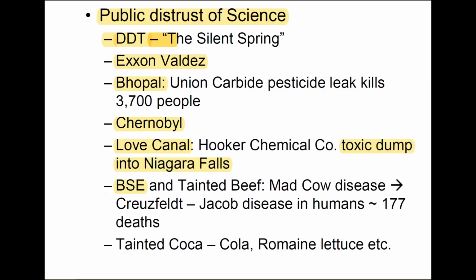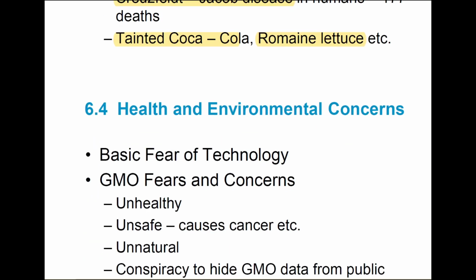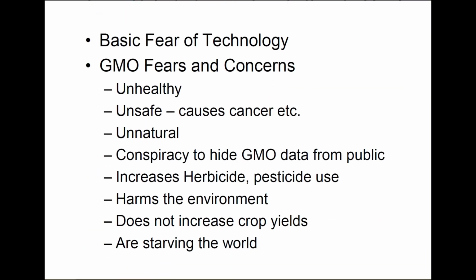BSE, this is mad cow. Tainted beef, mad cow disease, Creutzfeldt-Jakob in humans, 177 deaths. So humans that eat this beef can end up with these infectious prions. Remember prions? In last week's section. Tainted Coca-Cola, romaine lettuce, and it goes on and on. Romaine lettuce regularly gets pulled off the shelves.